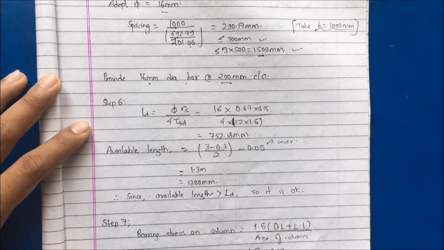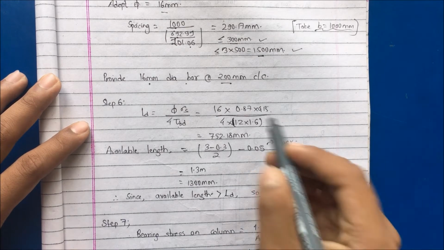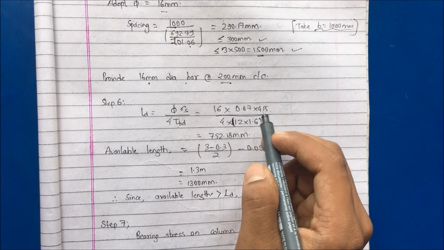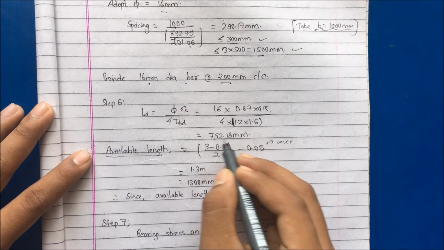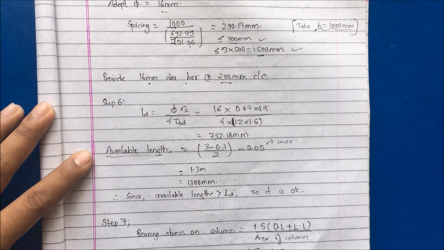The value of tau BD, that is the design bond stress, is 1.2 for M20 grade. This is also from the code, you can find it at page number 43. And 1.6, because according to the code for deformed bars this value can be increased by 60%, so it is multiplied by 1.6. This value comes as 752.18 mm, and then the available length of the bar at the footing.